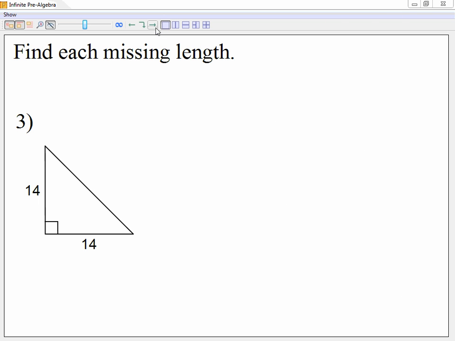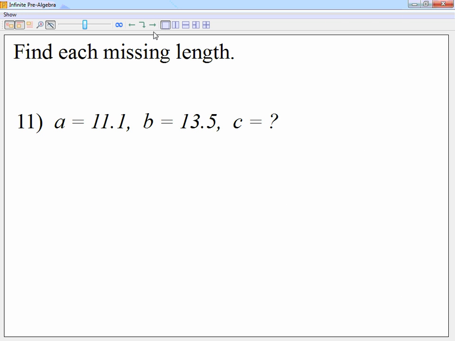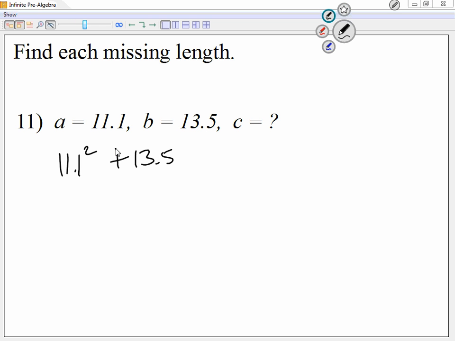All right, let's take a look at number 11. For number 11, we will need the use of a calculator. Make sure you do have one. Let me set this up. Here I'm giving you the values of a and b. So let me set this one up as 11.1 squared plus 13.5 squared is equal to c squared. A squared plus b squared equals c squared. 11.1 times 11.1 gives me 123.21.